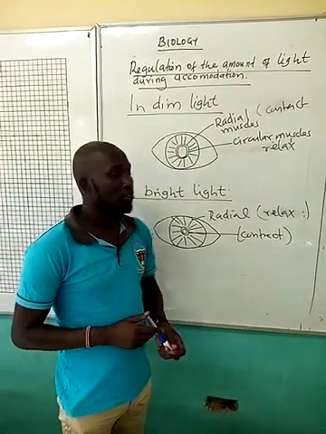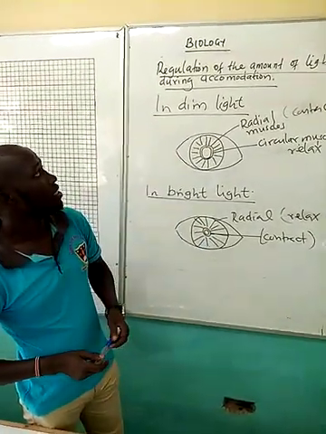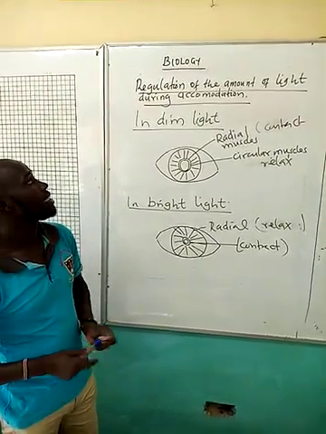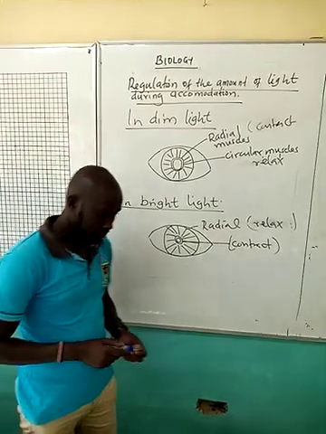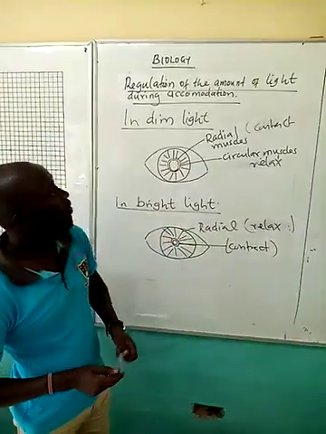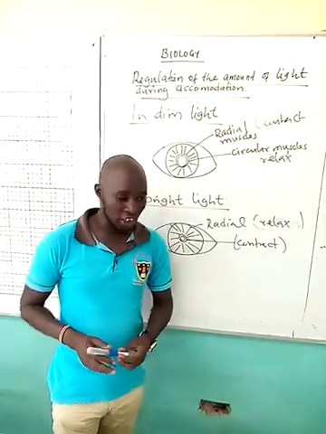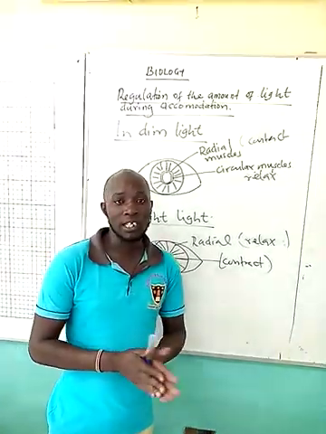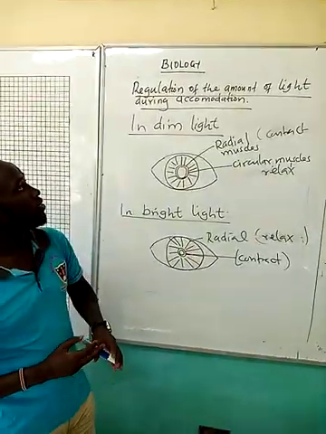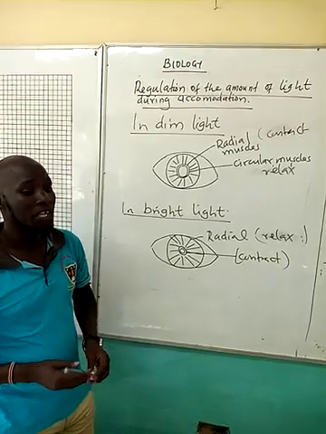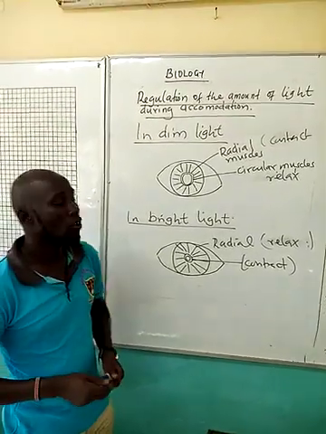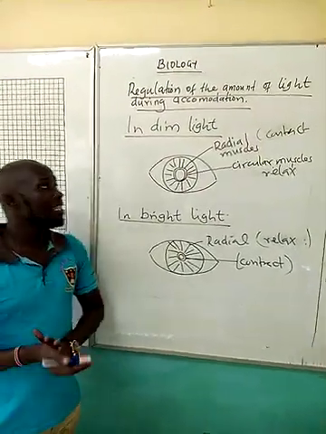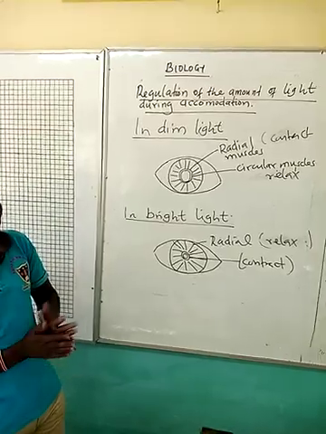Welcome to our lesson of today, which is going to tackle the regulation of the amount of light during accommodation. In our previous lesson, we had seen what accommodation is, and we said it was just the adjustments of the structures of the eye so as to bring into a sharp focus the images of either near or a distant object. So today we want to look at different light intensities.